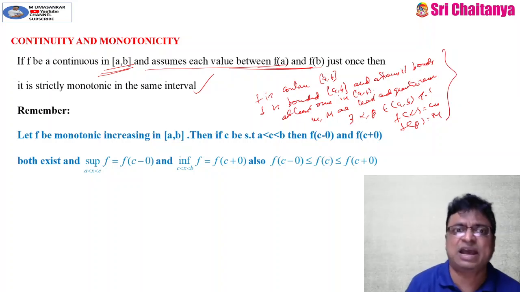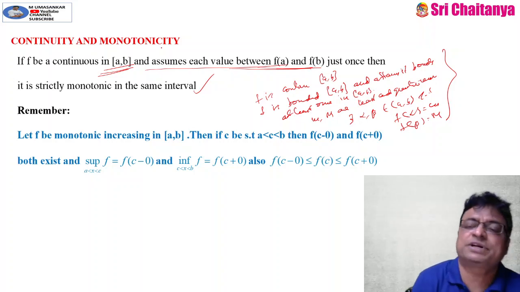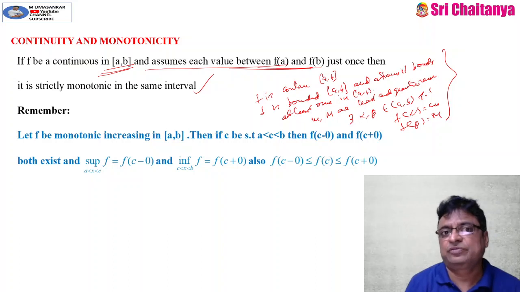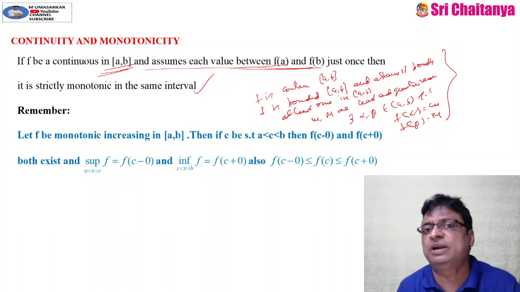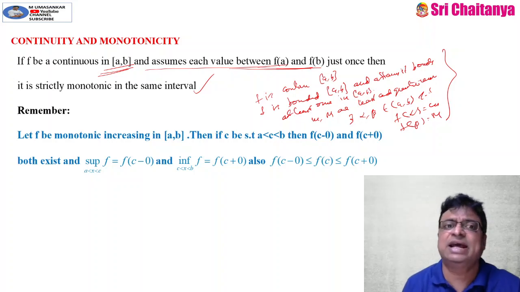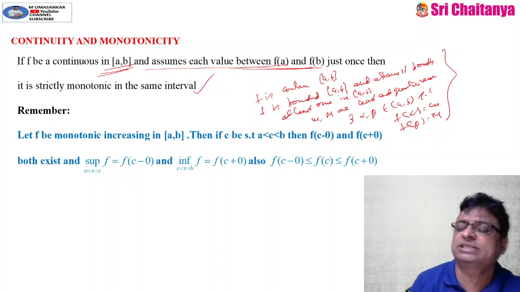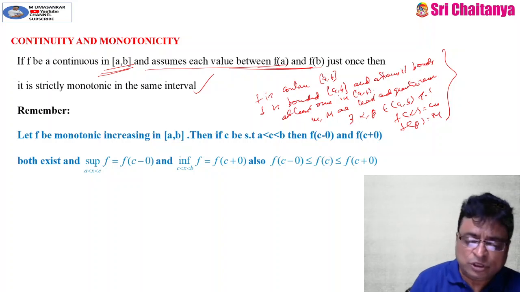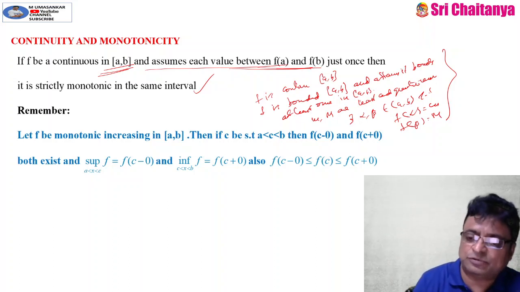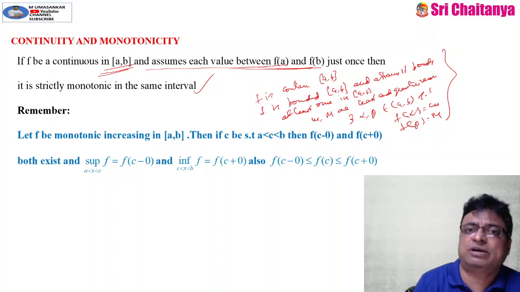The same thing will happen even for monotonic functions. Monotonic means either it is increasing or decreasing. So if f is continuous on closed interval AB and assumes each value between f of A and f of B just once, then it is strictly monotonic in the same interval. So this is also a test to check whether the given function is monotonic or not.